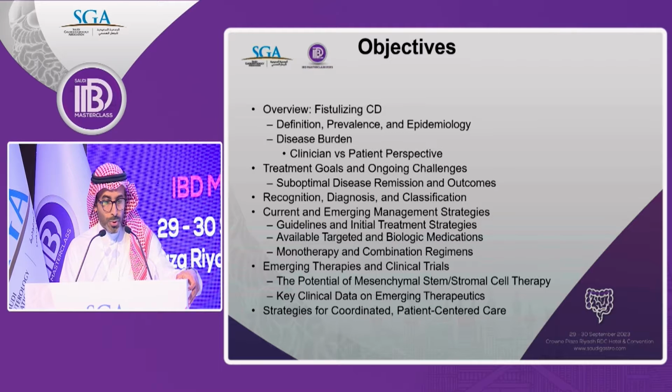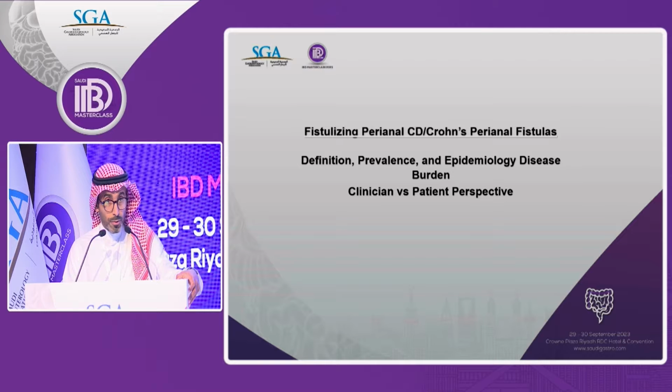I will go through the definition of fistulizing disease, prevalence, epidemiology, clinical burden of disease, treatment goals, and ongoing challenges, recognition, treatment, and diagnosis and classification, current and emerging therapies, strategies, available targeted and biological medications we have, monotherapy versus combo, emerging therapies and clinical trials, and strategies in coordinated and patient-centered care. So we'll start with the definition.